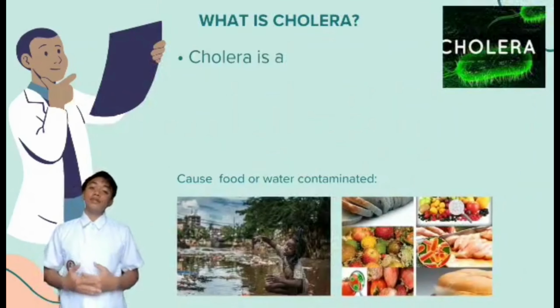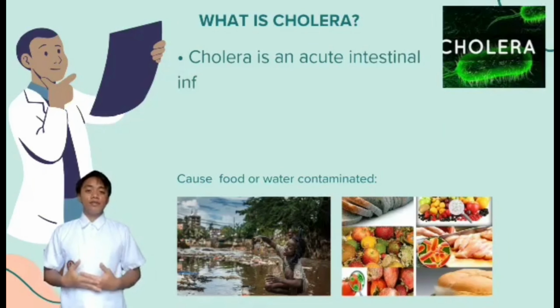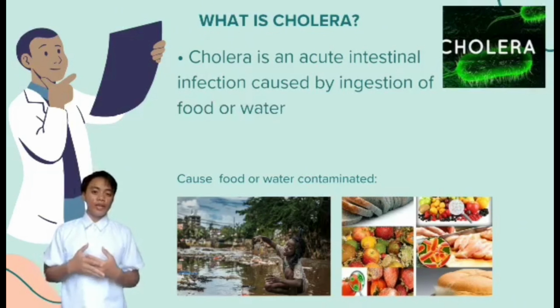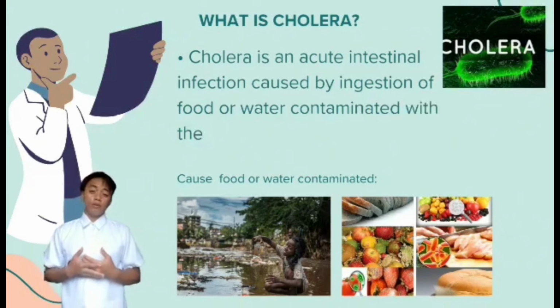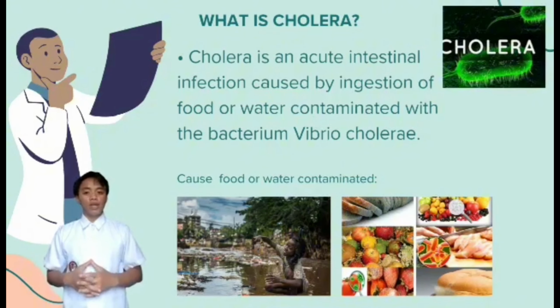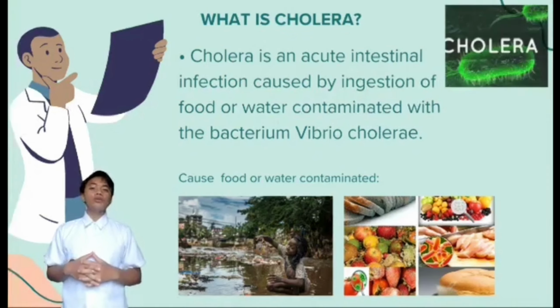Cholera is an acute intestinal infection caused by ingestion of food or water contaminated with the bacterium Vibrio cholerae. It has a short incubation period lasting from less than 1 day to 5 days. It also produces an enterotoxin that causes copious, painless, watery diarrhea that can quickly lead to severe dehydration and death if treatment is not promptly given.